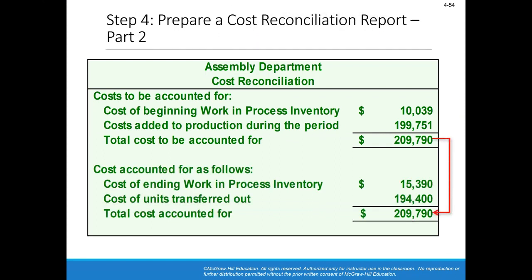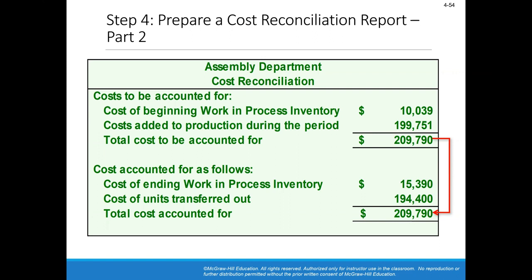So cost accounted for as follows. We have the cost of ending work in process inventory that we calculated out based on our percentage completion for materials and conversion costs. So those units times the dollar amount was 15,390. That was my work in process ending inventory. And then I had the units that were transferred out that we calculated. That was the 5,400 times that 21 and 15. So that gave me the 194.4. And I came up with a total of 209,790, and they match.